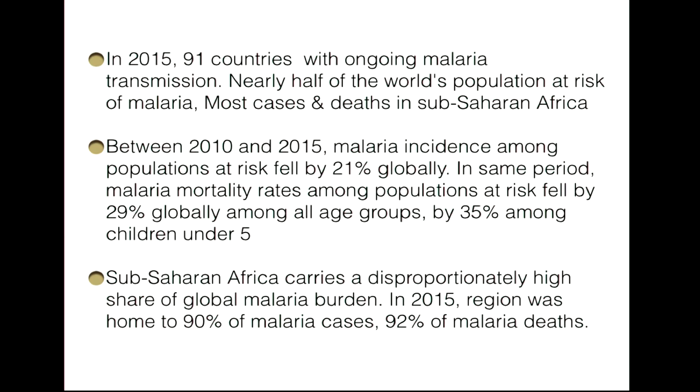Between 2010 and 2015, malaria incidence, which is the number of new cases reported in a particular year, fell by 21% globally. So certainly the efforts at controlling malaria were working, and the mortality rates from malaria also fell by about 29% globally and by about 35% among children under 5. As you saw from that picture, sub-Saharan Africa carries a disproportionately high burden of malaria, and it is home to about 90% of the malaria cases and 92% of malaria deaths.